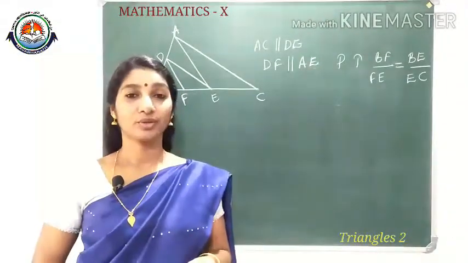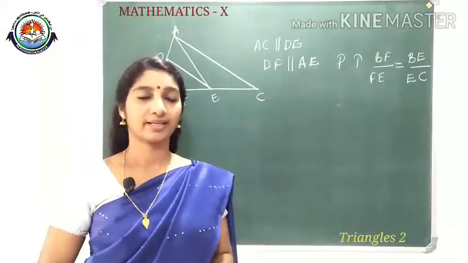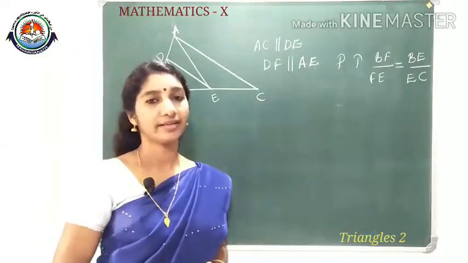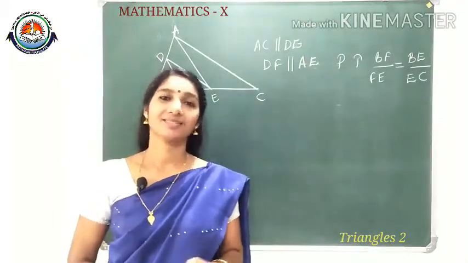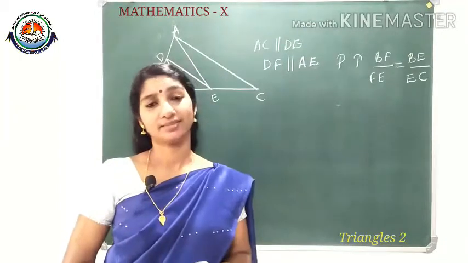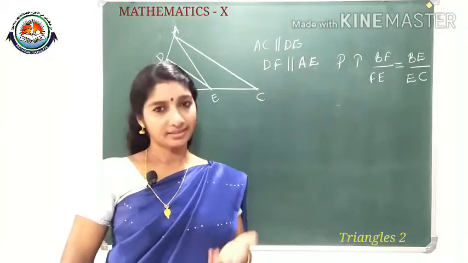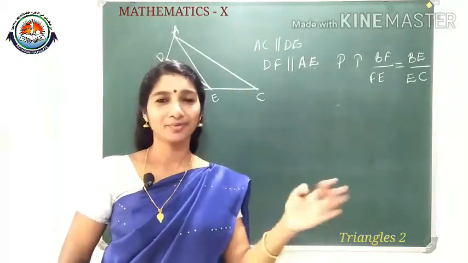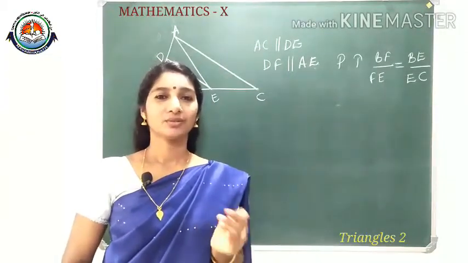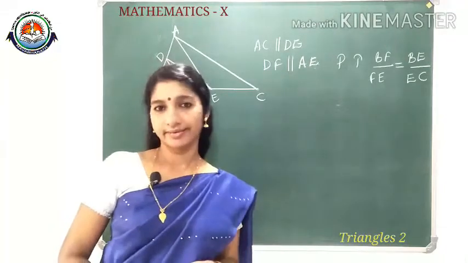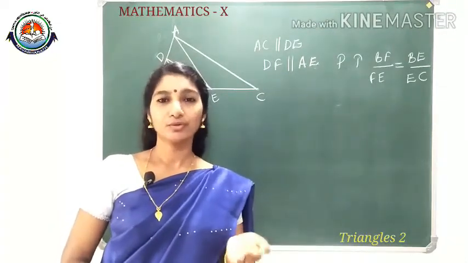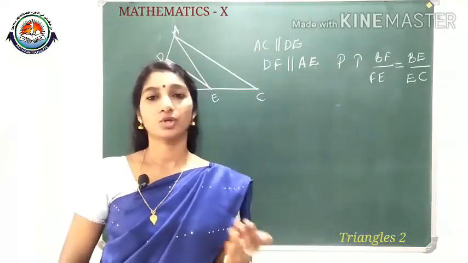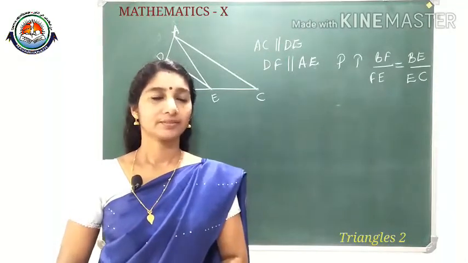So today we are going to continue the chapter triangles, and we studied a theorem in the last class, that is the basic proportionality theorem. And I think you know the theorem well, because if you don't know the theorem you will not be able to follow me today. So I think you studied the theorem properly, so we can do a few problems based on that theorem. Clear?